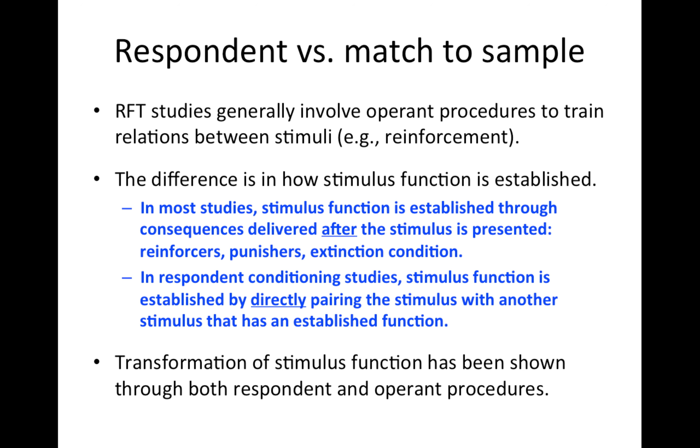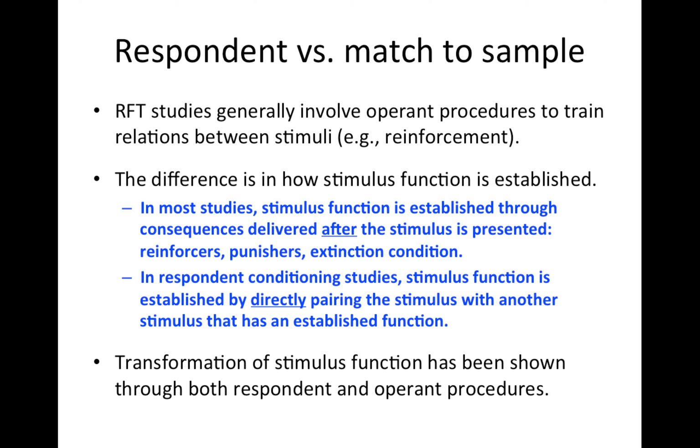So far in this class, we've mostly talked about transformation of stimulus function that occurs through operant procedures. So for example, stimulus A is established as a reinforcer through direct training. If money functions as a reinforcer, we might directly train a participant using a match to sample procedure that money is the same as the stimulus A, or that if you pick A, you get money.